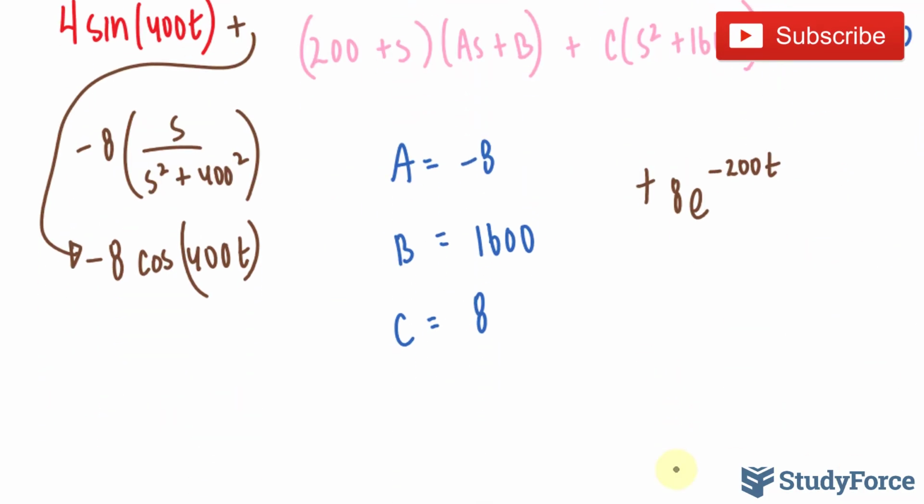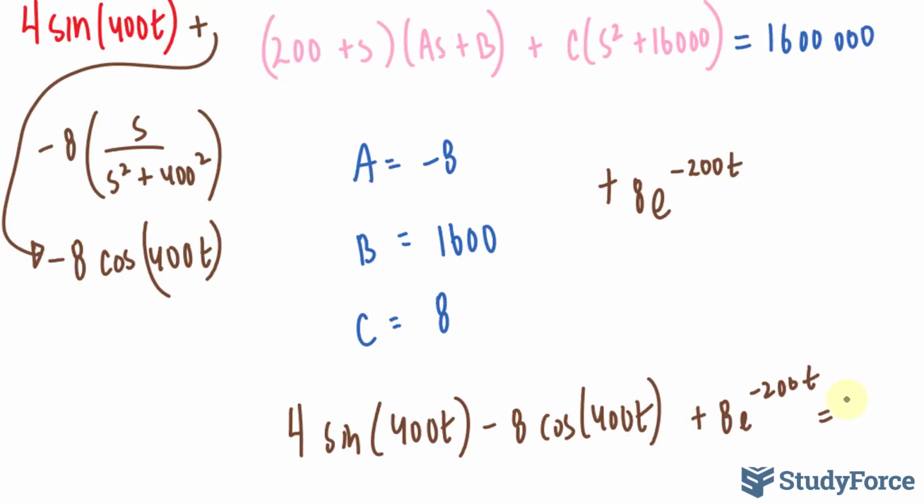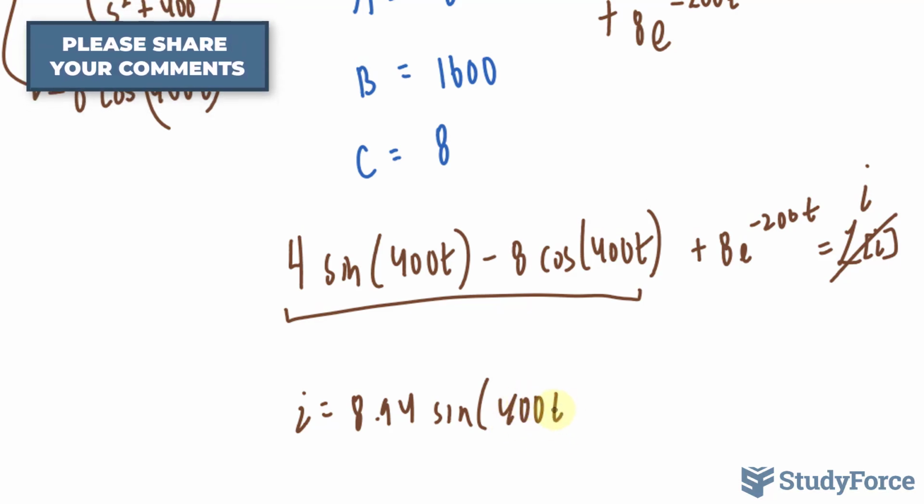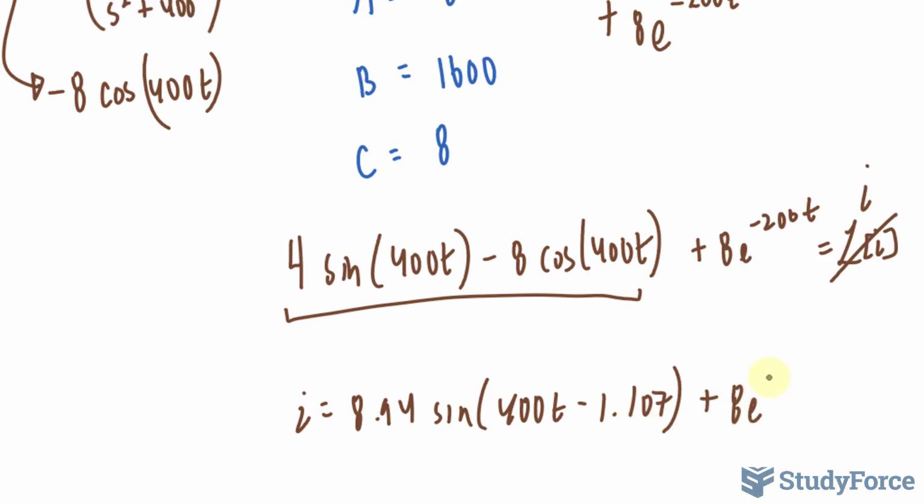Putting this all together, we get is equal to the Laplace transform of I. And technically, this should just read I, the current. You can go further and combine these two terms. And we've done this in the past. I do have a video where you can combine sine waves with cosine waves. And if you do that correctly, you should end up with your final function as I is equal to 8.94 times sine of the angle 400t minus 1.107 plus 8 times e to the power of -200 t is equal to I.